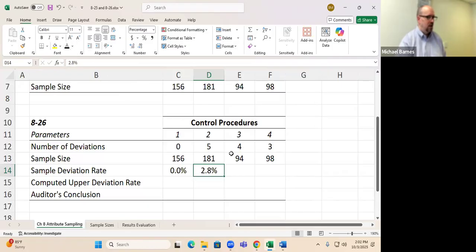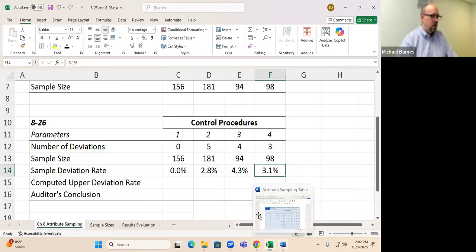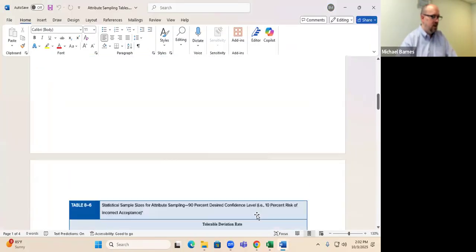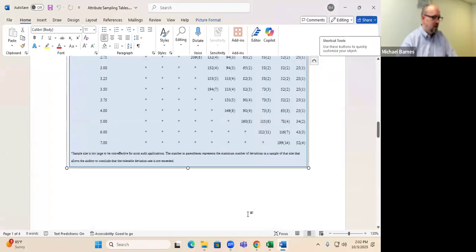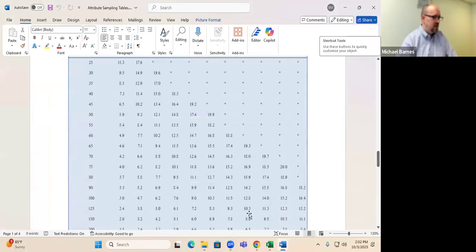2.8. 4 divided by 94? 4.3%. And then 3 divided by 98? So 3.1%. So those are the computed upper deviation rates. Now, this is one where you had to go look in the tables here. The second set of tables.